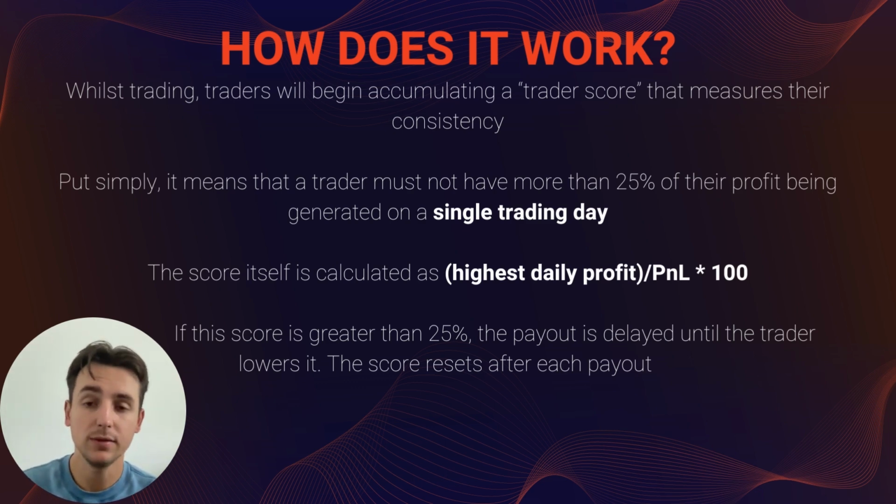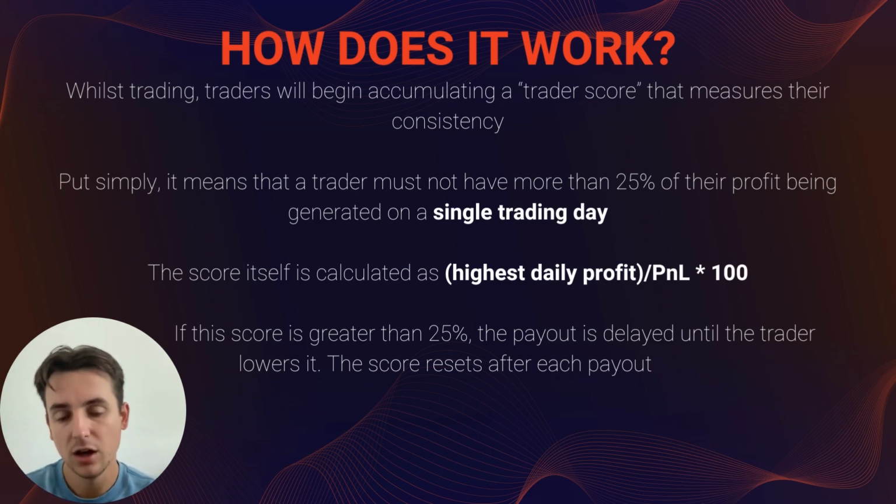So the score itself is calculated, as you can see here, as your highest daily profit within your trading month over your total profit and loss, times 100, so it comes up almost as a percentage. If that score is greater than 25%, then the payout is delayed until you lower it. The score then resets after each payout. So we'll come back to this a little bit later.